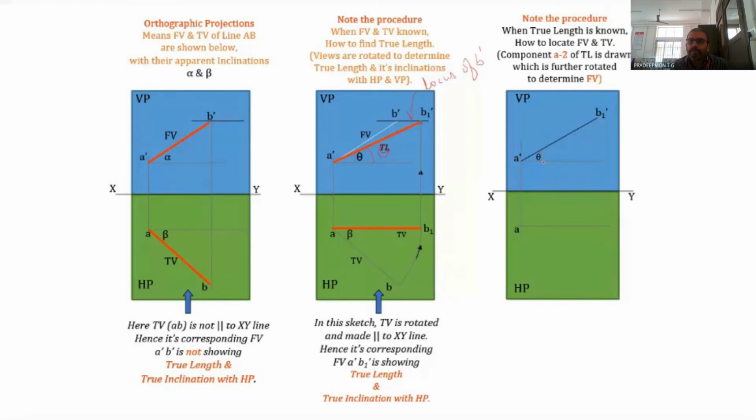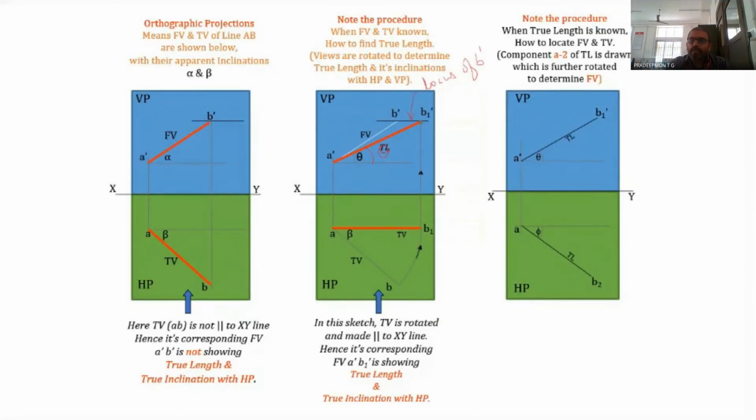This line is drawn. Now we do the same thing in the top view also. Here it is phi, the true inclination with the VP, that is taken. That is, phi is the angle, and the length AB2 is the same as the true length of the line. So AB2 is the true length of the line, and phi is the true inclination with the VP. And theta is the true inclination with the HP, and A dash B1 dash is the true length.